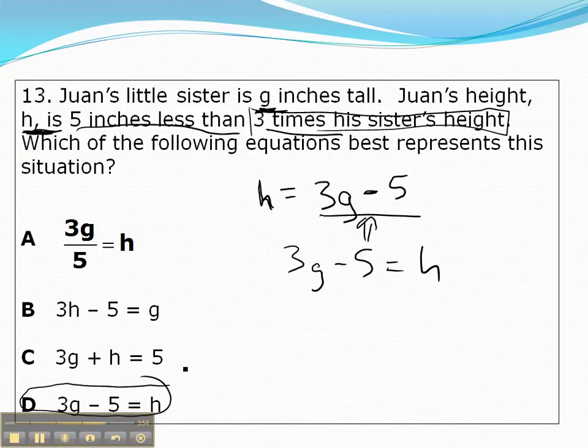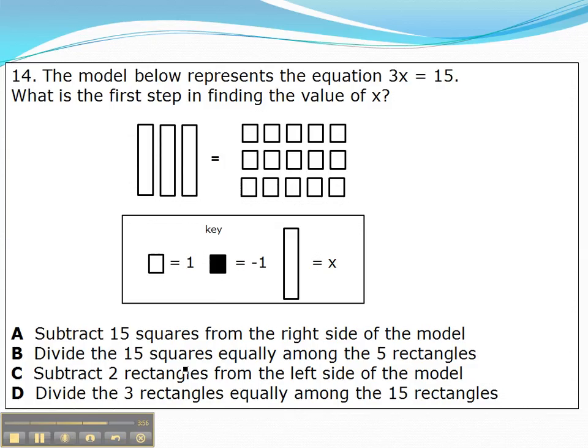Okay, let's look at number 14 to see if we can do that in the minute we have. Yeah, we can. The model below represents the equation 3x equals 15. That's right, because each rectangle is x and there's 3 of them. There's 15 squares on the right, so 3x equals 15. What is the first step in finding the value of x?